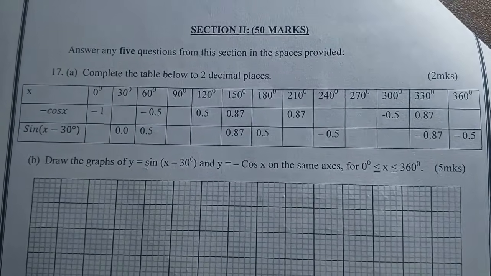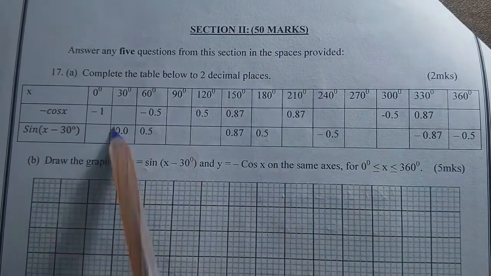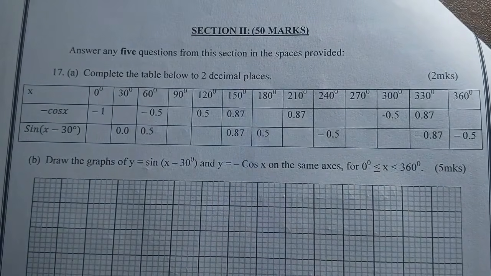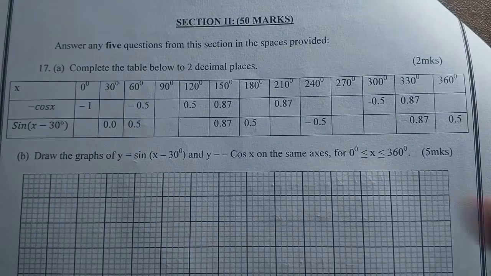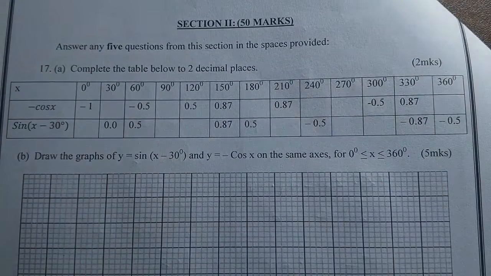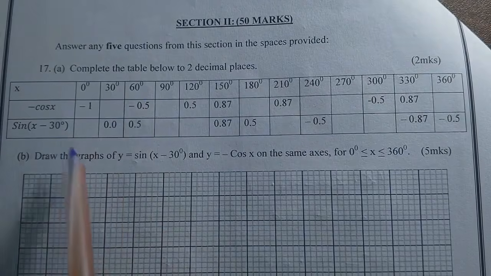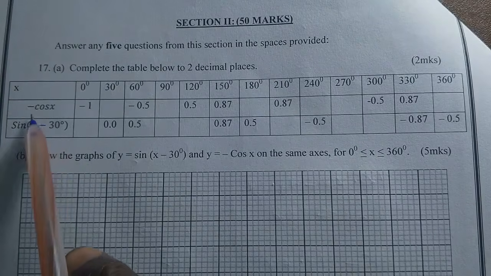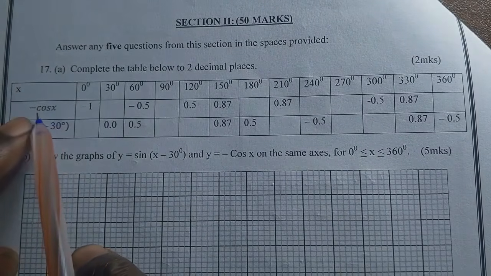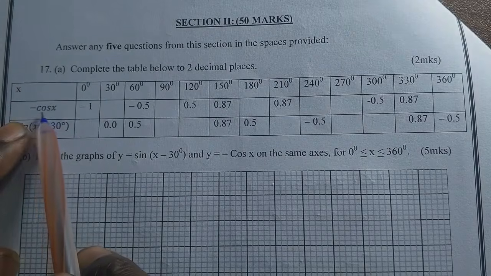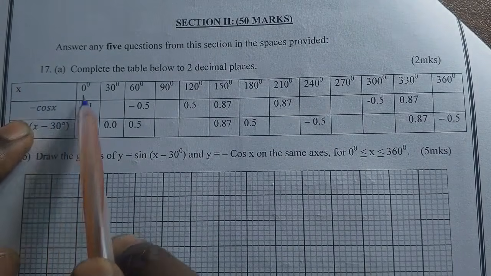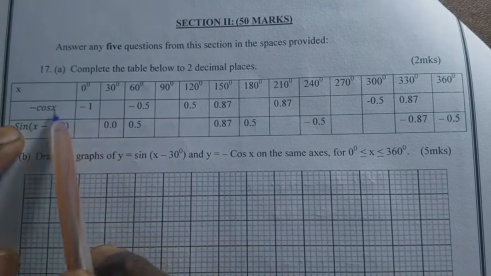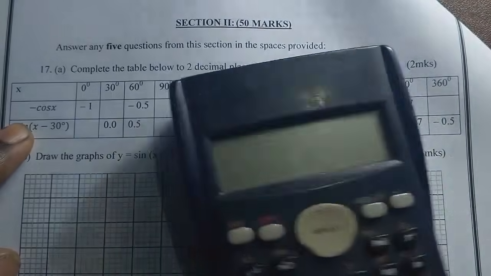This year we are expecting this question. This question must be there, so you need to prepare very well for this question. When you are given this one, it is a very simple 10 marks, very free. Like we have been given negative cos x, the values of x start from 0 to 360. So you simply need to bring your calculator and substitute the numbers there.